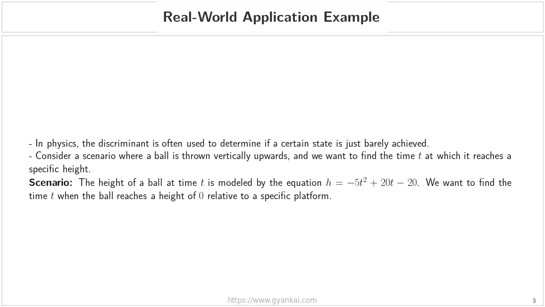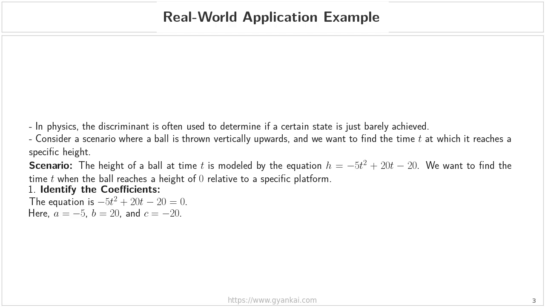For this example, the height of the ball at any given time t is modeled by the quadratic equation h equals negative 5t squared plus 20t minus 20. We want to find the time t when the height, h, is exactly 0 relative to a specific platform. Let's walk through the solution step by step.